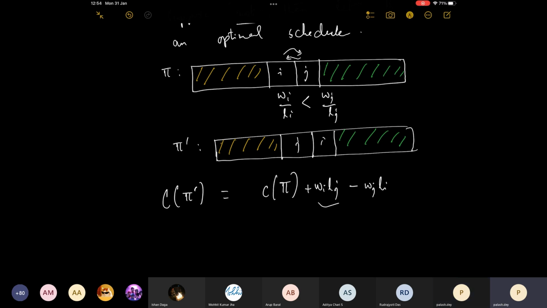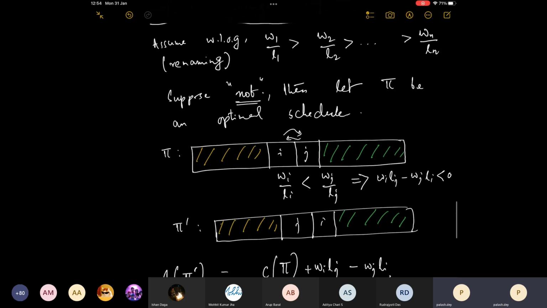Now what is this? From the assumption that Wi by Li is less than Wj by Lj, we get that this is less than 0. That means we have found another order whose completion time is strictly less than the completion time of pi. This contradicts the optimality of pi. Then how can pi be an optimal schedule?